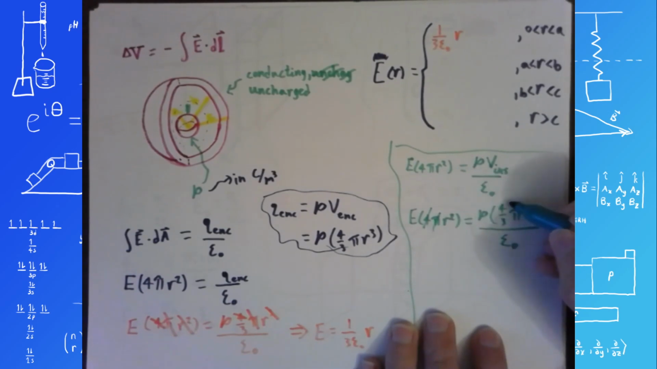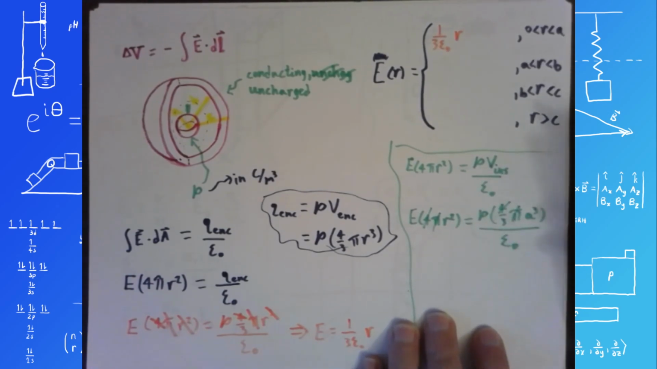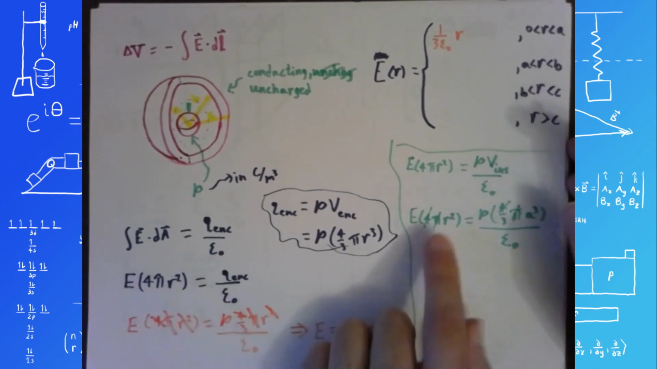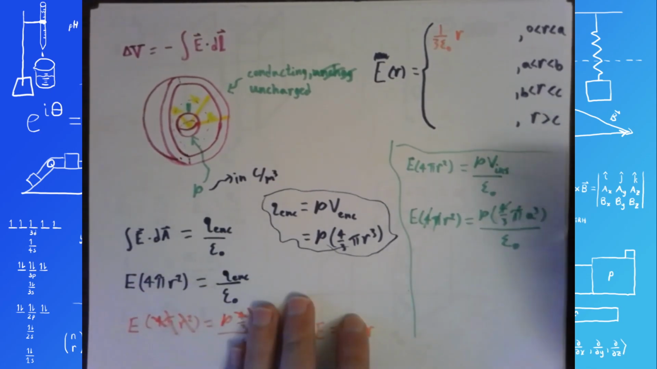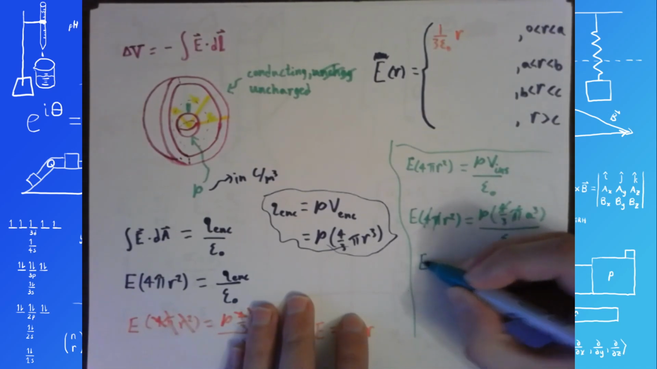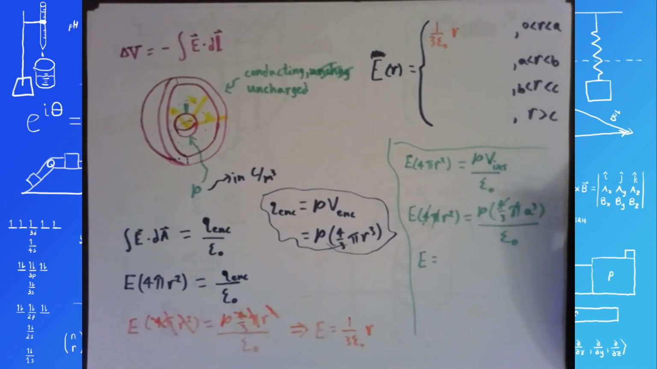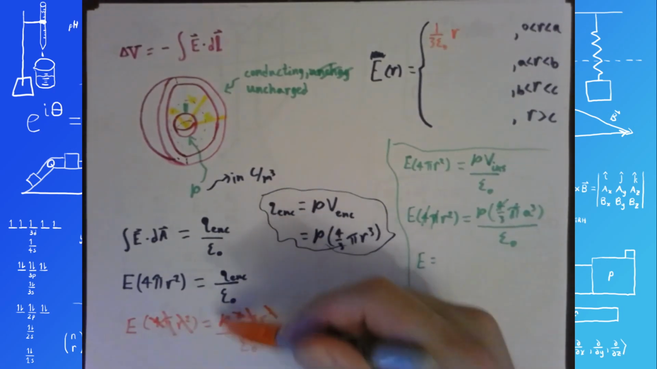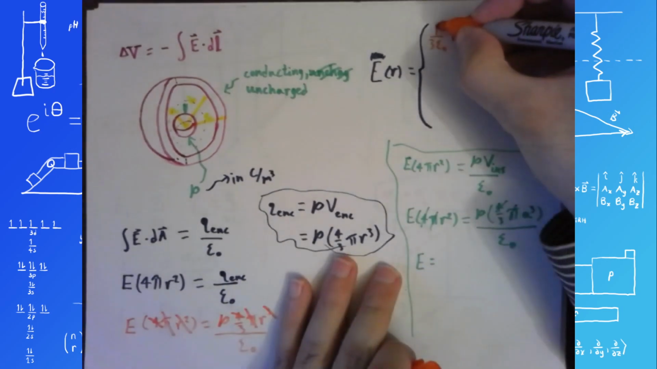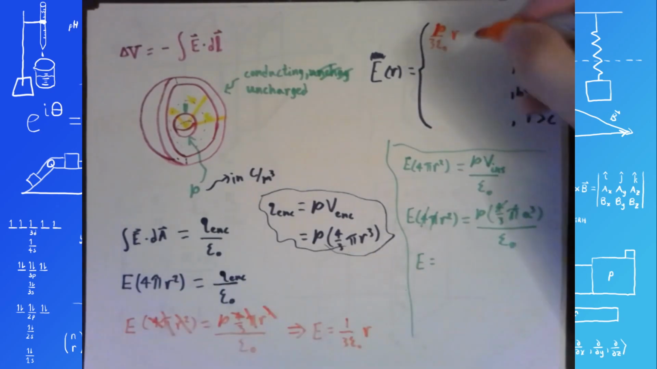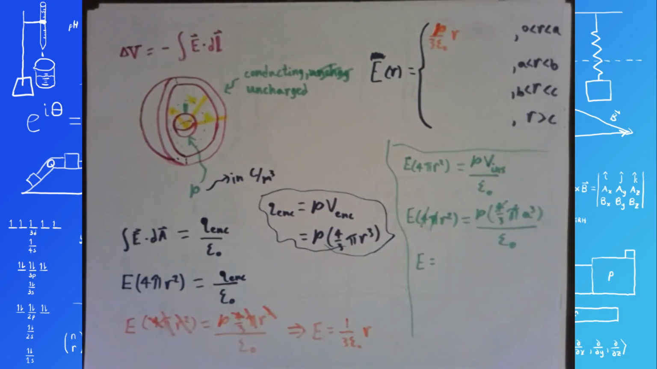The 4 pi cancels out, and that's the only thing that cancels out this time. Divide the r squared over to the right-hand side, and I get E equals, let's see, oh, come to think of it, I just realized I forgot something. I forgot the rho. It's not 1 over 3 epsilon naught, it's rho over 3 epsilon naught times r. I just realized that.